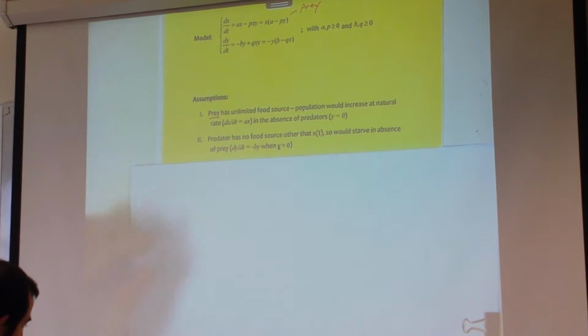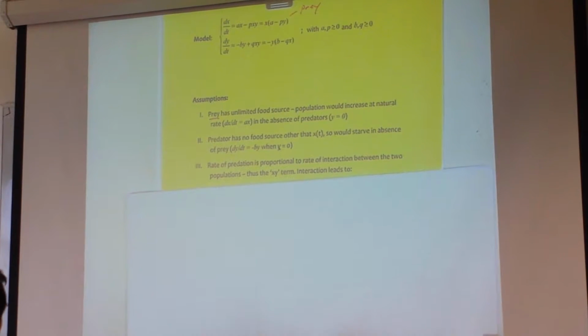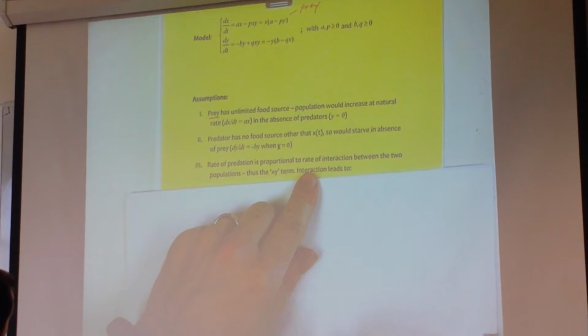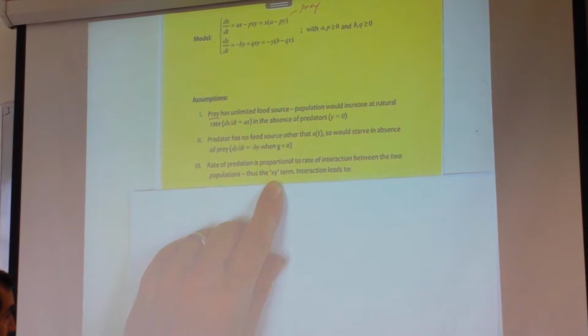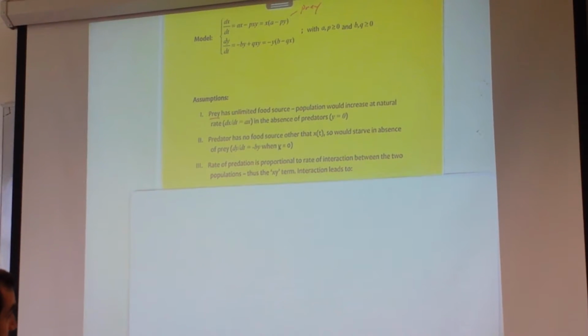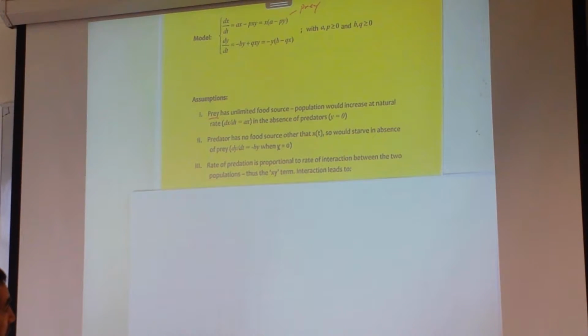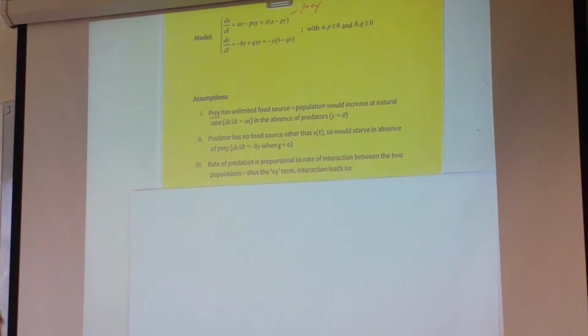The third assumption: the rate of predation, it's a fun word, is proportional to the rate of interaction between the two populations. And they build in this interaction term, the xy term. They talk about it a little bit in the book. If there were twice as many prey in the population, then it would follow that there would be twice as many interactions. But if there were twice as many prey and twice as many predators, then there would be 4 times the interactions, potentially. So they build in this xy term, the interaction between the two populations.